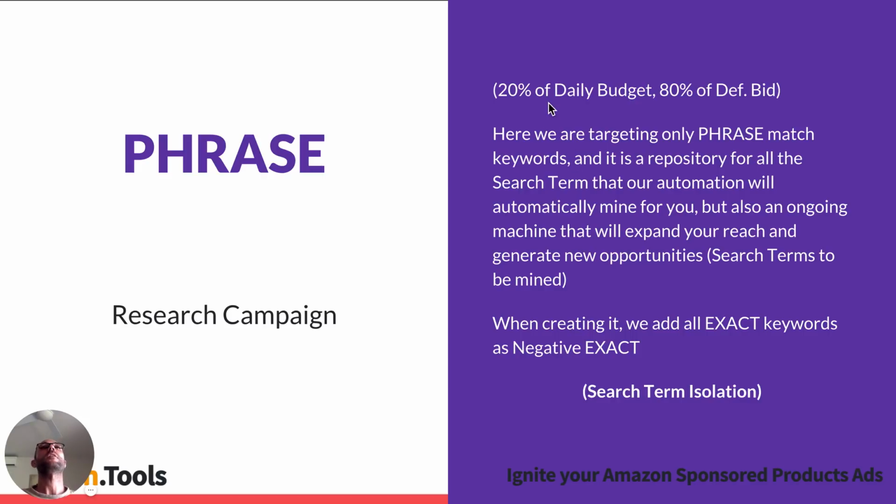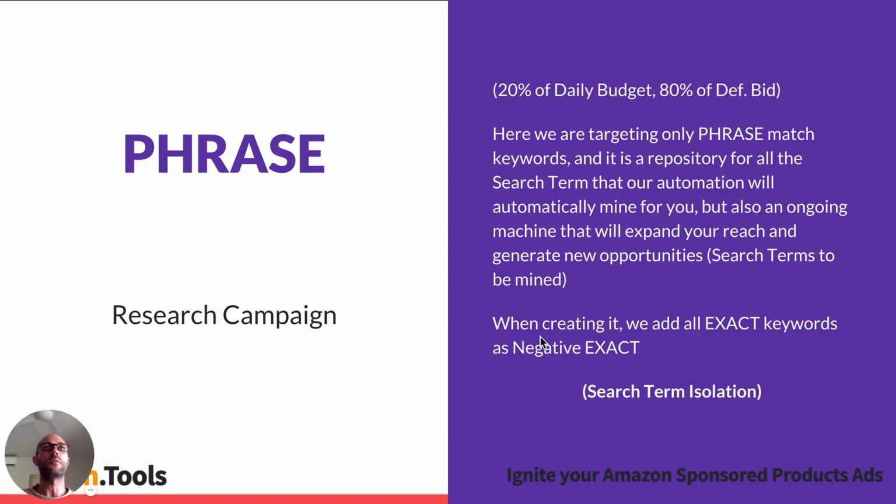The phrase campaign will be a research campaign. We will allocate 20% of the budget to it, and being a research campaign, it is less likely to convert, so we will use 80% of your default bid. Here we will be targeting only phrase match keywords, and it will be a repository both for all the good terms that you will add, and we will also test them at phrase match, as well as for all the terms that our automation will mine for you.